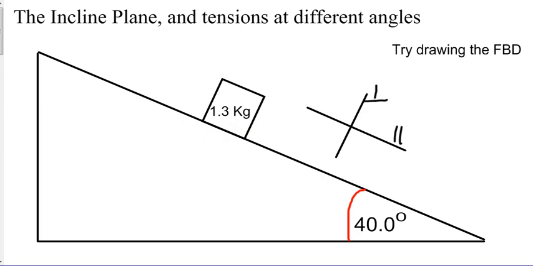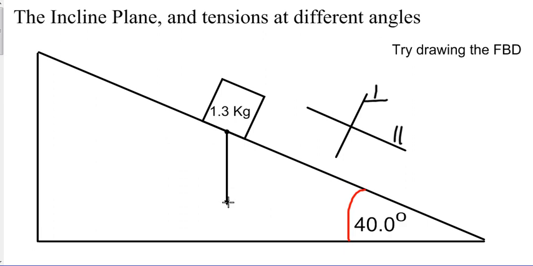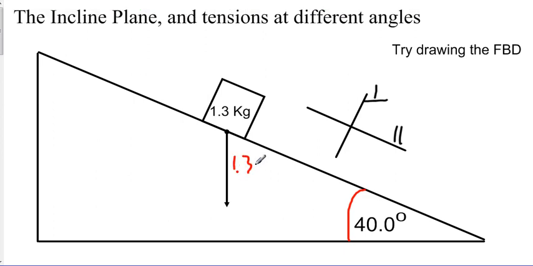For this, I always add my weight first, and this is going to go straight down. And this is going to have a value of 1.3 times 9.8, which gives us 12.74 newtons. Now, this vector, which was perpendicular to our normal x and y axis, is no longer perpendicular compared to our parallel and perpendicular axes of the plane.